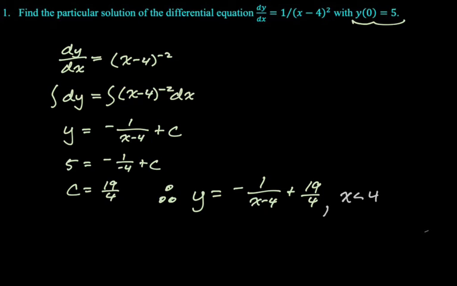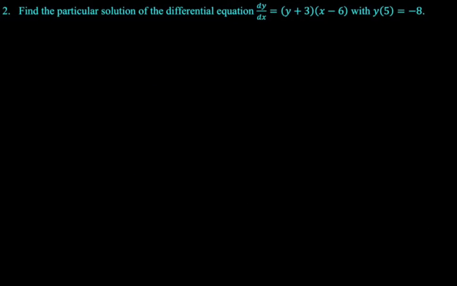All right, let's look at the next problem, which hopefully does not have the same issue. Find the particular solution of the differential equation dy/dx equals quantity y plus 3 times quantity x minus 6, where y of 5 is equal to negative 8. All right, so again, this is a separable differential equation, so I'm going to get everything with a y on one side and everything with an x on the other side. It just means leave x minus 6 on the right.